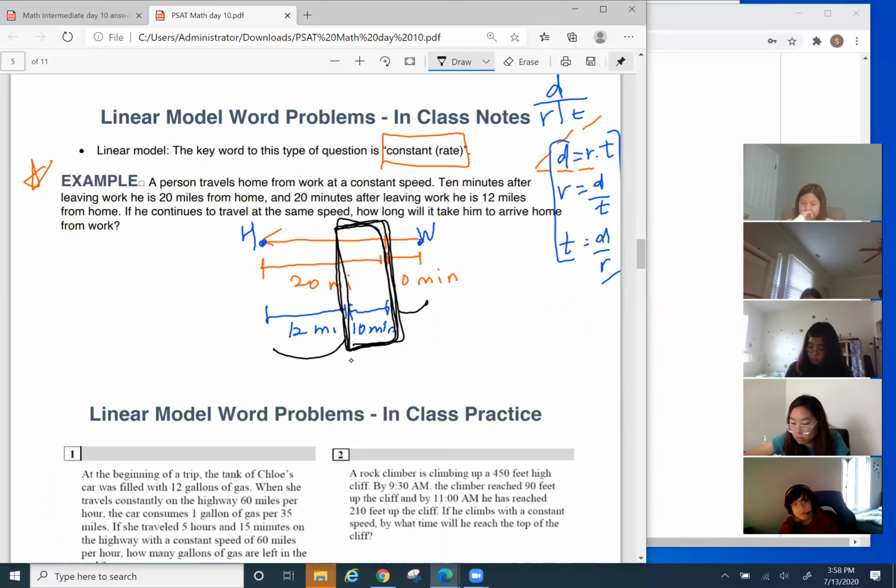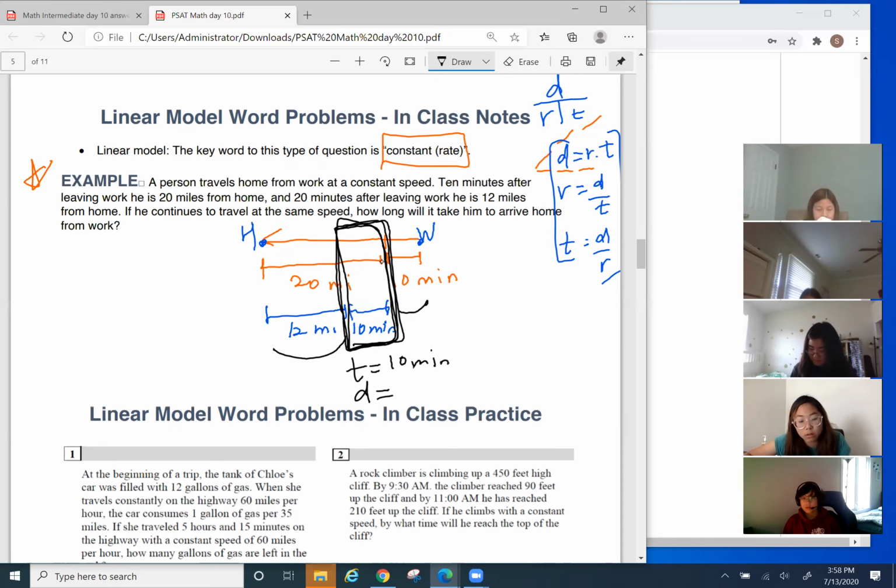What is the time in that interval? 10 minutes, right? That was an extra 10 minutes. 10 minutes and then 10 minutes. So we're talking about the second 10-minute region, okay? What about the distance there? What do you think the distance there is? 12 miles? No, wait. What is it? 8 miles. 8 miles. 20 minus 12.